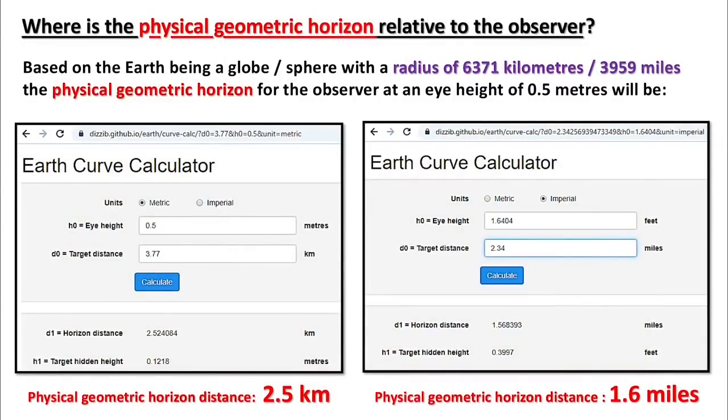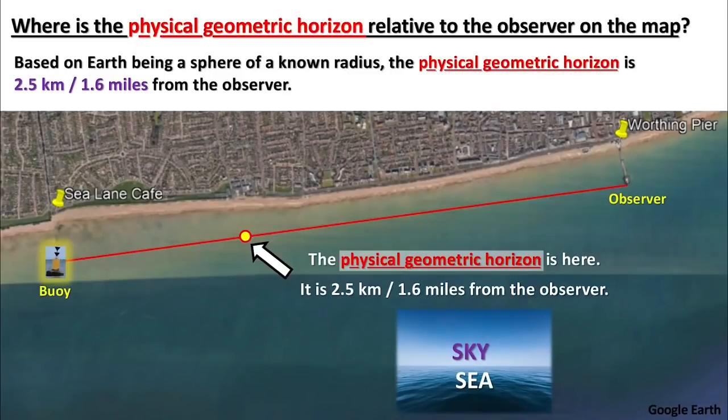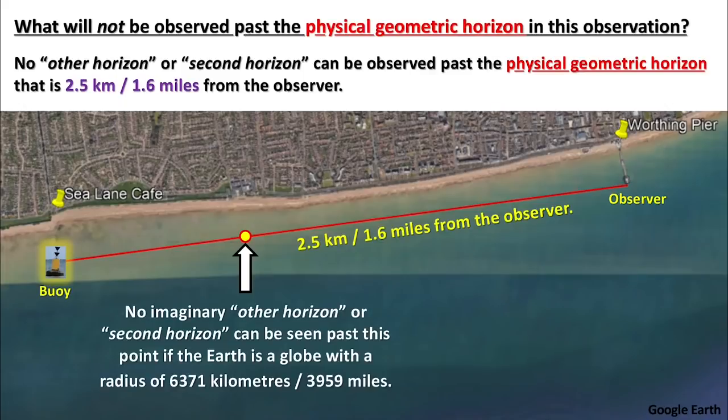Where is the physical geometric horizon relative to the observer? Based on the Earth being a globe, sphere, with a radius of 6,371 kilometers, 3,959 miles, the physical geometric horizon for the observer at an eye height of half a meter will be 2.5 kilometers, or 1.6 miles. Based on Earth being a sphere of a known radius, the physical geometric horizon is 2.5 kilometers, or 1.6 miles, from the observer. The physical geometric horizon is here, represented by the red and yellow circle. No other horizon or second horizon can be observed past the physical geometric horizon that is 2.5 kilometers, or 1.6 miles, from the observer. No imaginary other horizon or second horizon can be seen past this point if the Earth is a globe with a radius of 6,371 kilometers or 3,959 miles.